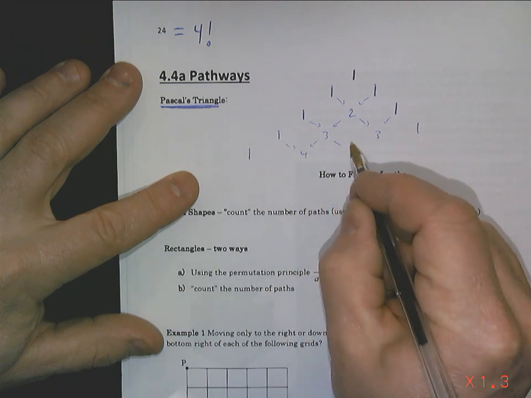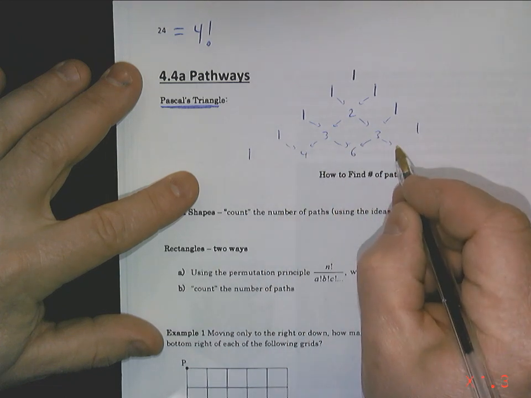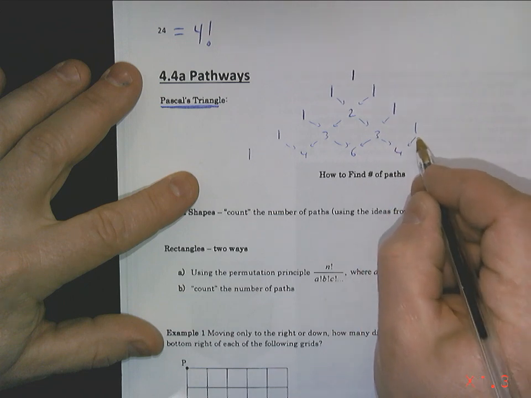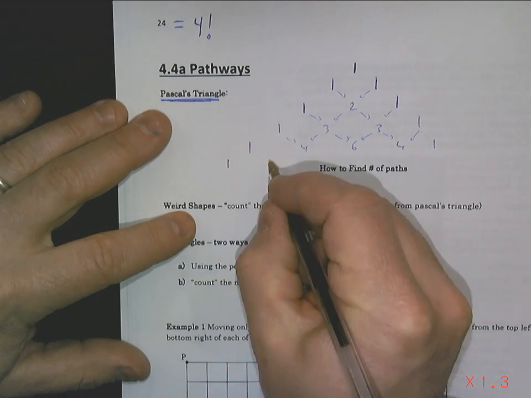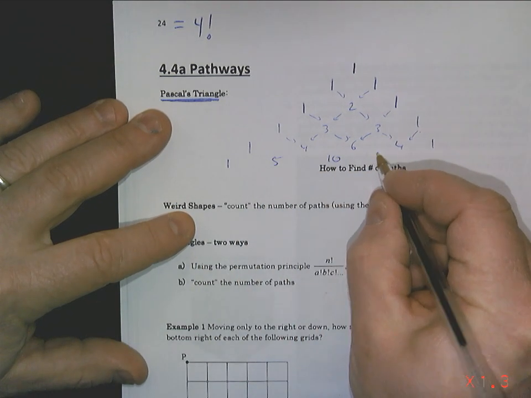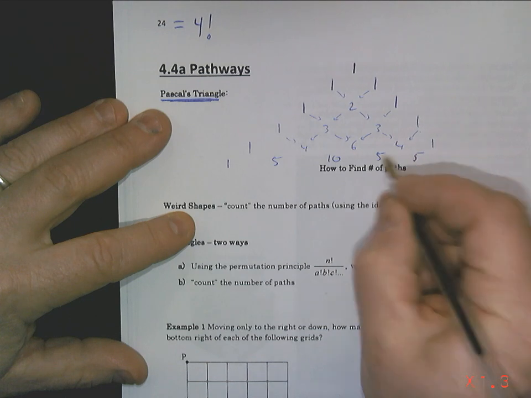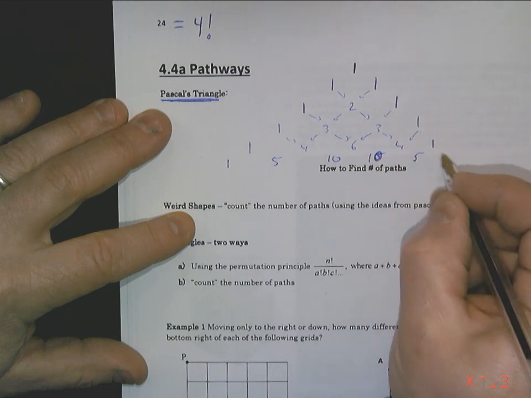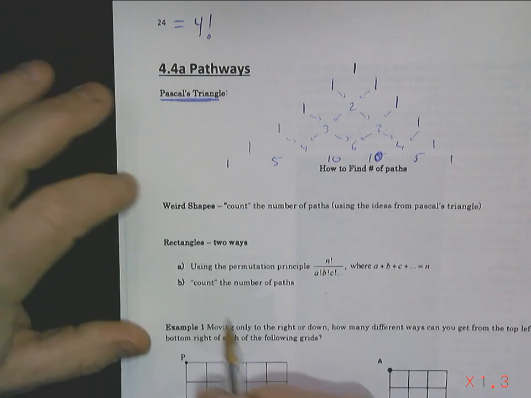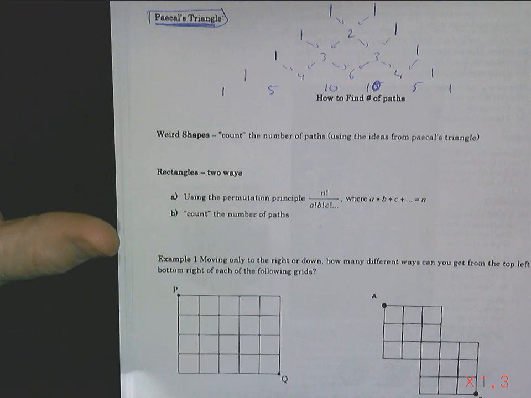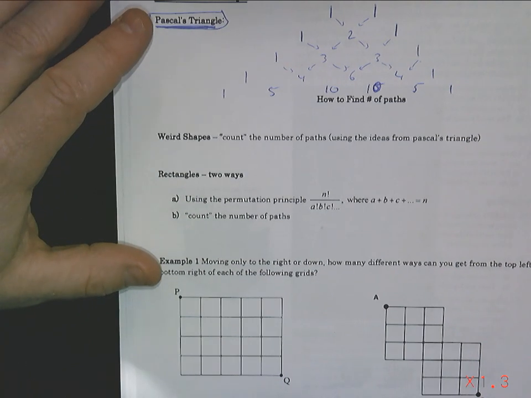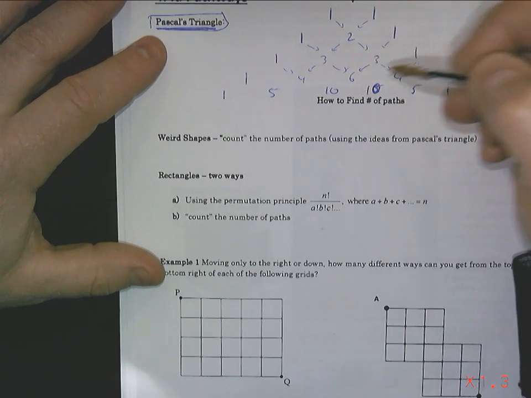That gives you 4, that gives you 6, that gives you 4. There's a bunch of applications for this in math, and then if you keep going, 1, 5, 10, 10 as well, 6 and 4 is 10, 5 and 1, and you can keep going till the cows come home. That's called Pascal's triangle. Don't necessarily need it, but you'll see how this pattern comes out of pathway questions, as you'll see in the examples.